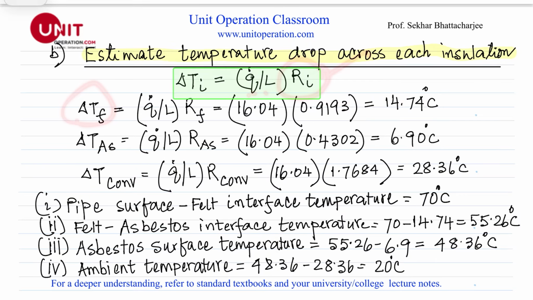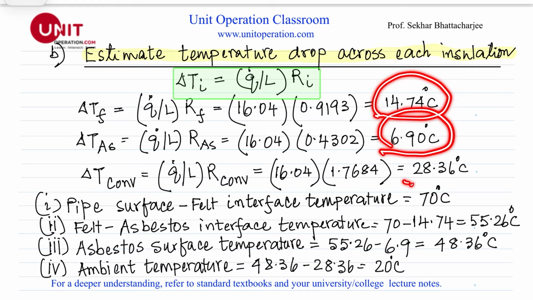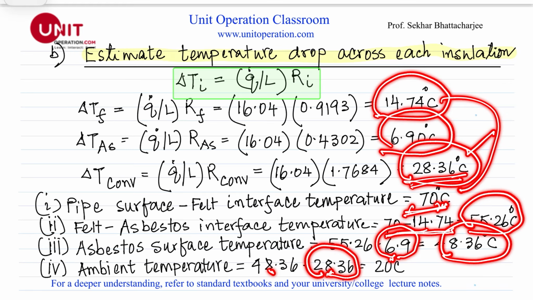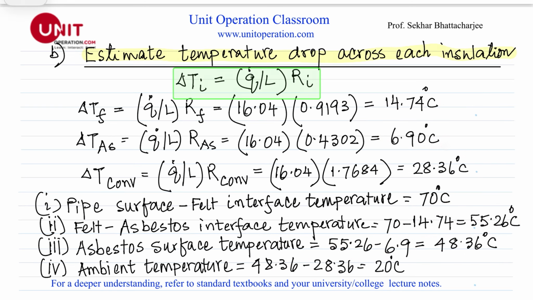So for the felt layer, this would be the temperature drop. For the asbestos, this would be the temperature drop, and for the convective one, this would be the temperature drop. As you can see, this is the maximum temperature drop here. So the pipe outer wall is 70 degrees Celsius. On the outer surface of the felt, it would be 70 minus 14.14, which is 55.26. And on the asbestos outer layer, this would be 48.36. And of course, from 48.36 to 20, that would be the temperature drop from the outer surface of the asbestos to the ambient air.